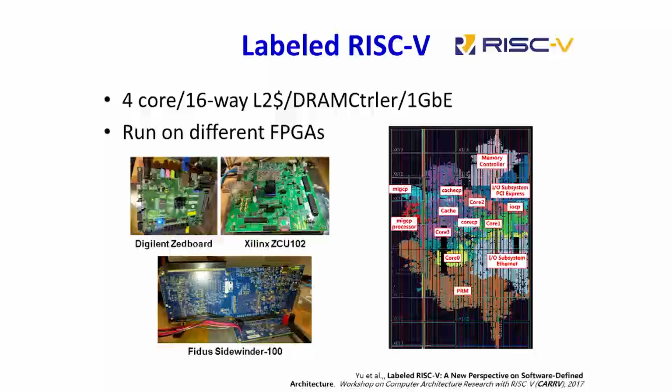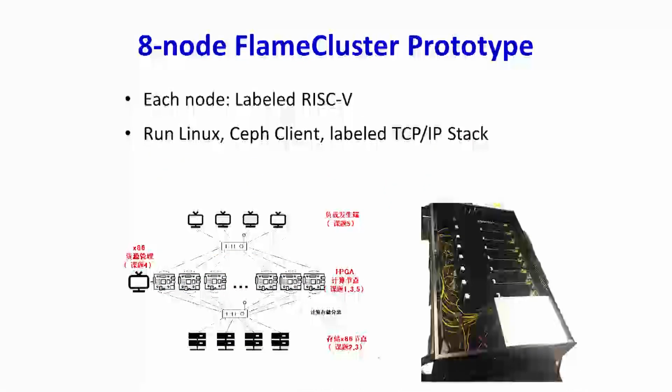It has a 16-way L2 cache, 2 megabytes, a DRAM controller, and Giga Ethernet. So it can run on different FPGAs. And then we also build a box of FPGAs to form a cluster we call FlameCluster. In this cluster, each node is a labeled RISC-V running Linux.